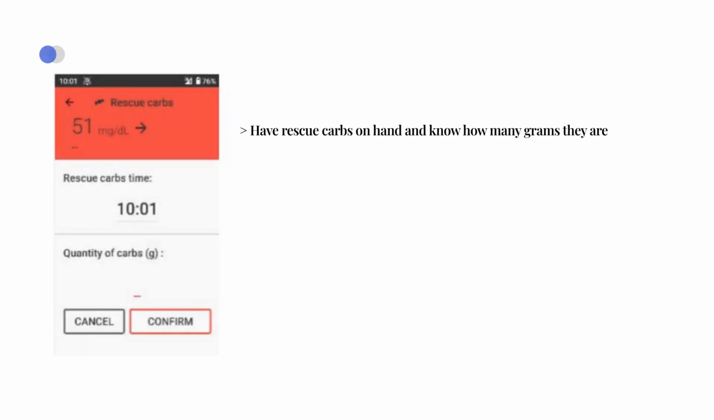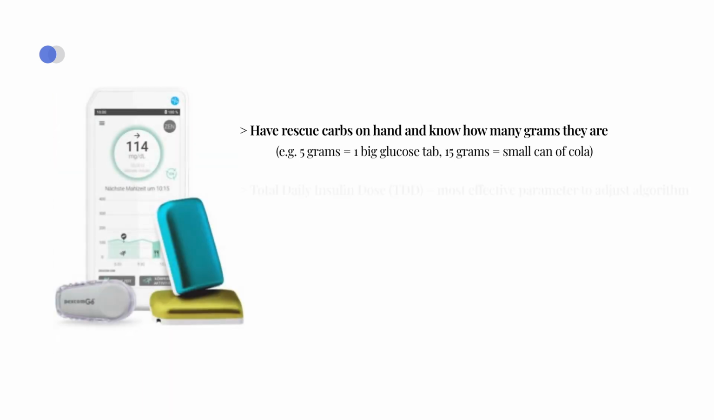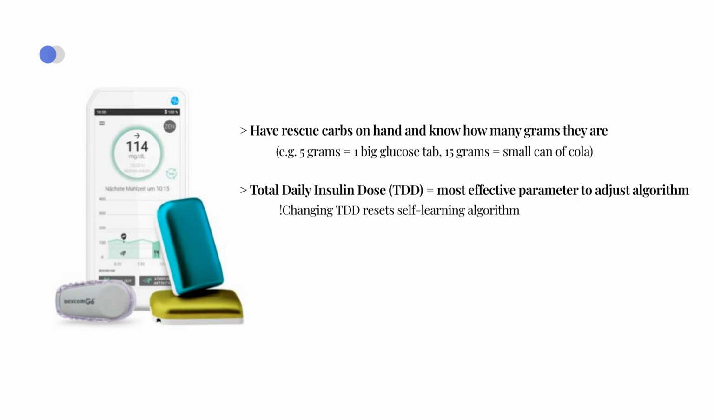Have rescue carbohydrates on hand and be familiar with the amount of carbohydrates they contain. For example, 5, 10, or 15 grams for quick and easy administration. Adjusting the total daily insulin dose is the most effective parameter for fine-tuning the DBLG1 algorithm. However, avoid making frequent adjustments as it resets the auto-learning.